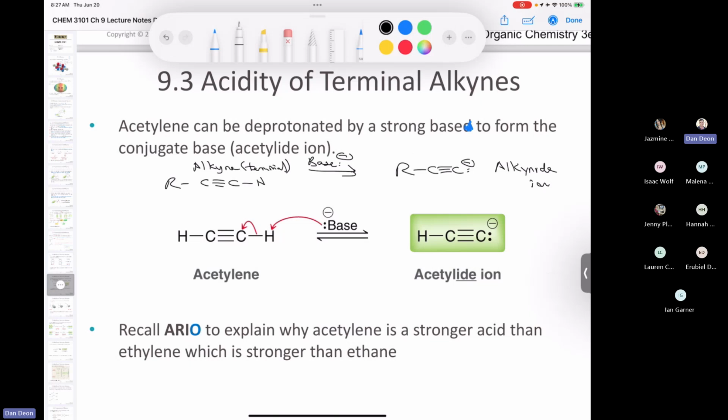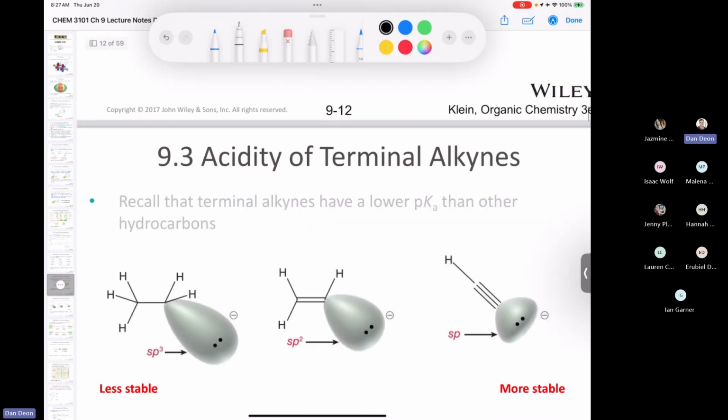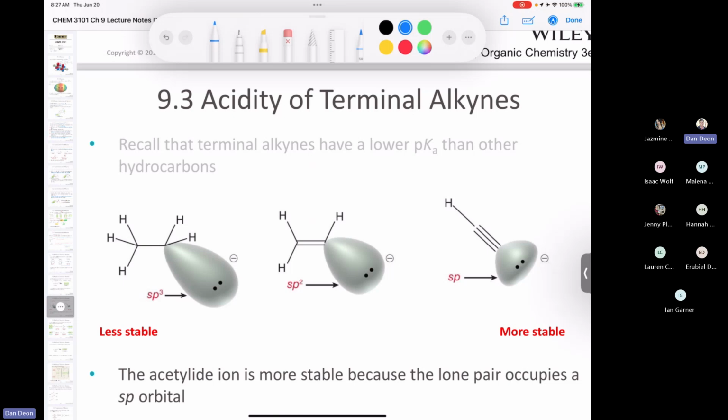Okay, so again, what do we use to explain why acetylene is so much more acidic than ethylene? Well, we use ARIO. If we go back to the acronym ARIO, we can't use atom, because the negative charge of the conjugate base of all of these is on a carbon. We can't use resonance because there are no resonance forms. We can't use induction because there are no electron withdrawing groups. And so we have to use orbital. So when you take ethane, CH3, and you deprotonate it, loss of H plus, you end up with this carbanion, and the negative charge is in an sp3 hybrid orbital.